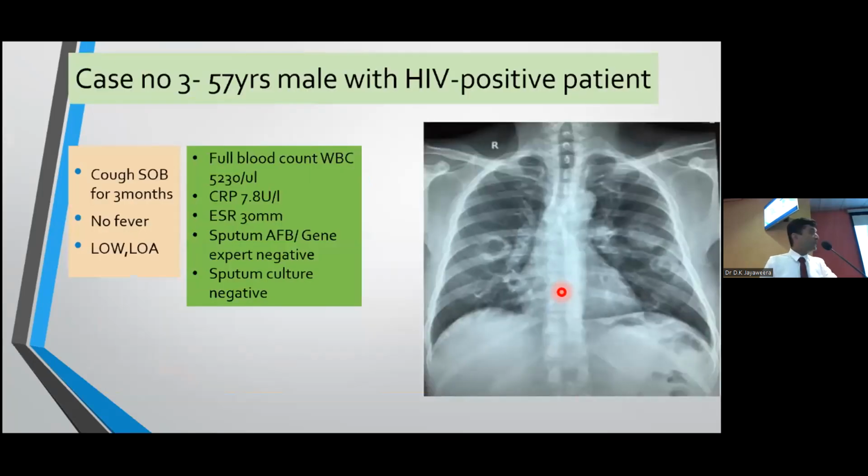Yeah, so this is another case. He's a 57-year-old male who presented with a cough and SOB for three months' duration. He didn't complain of any fever, but he had loss of weight and loss of appetite. And we did, so this is the chest X-ray. The chest X-ray shows bilateral thick-walled cavitated lesions in both lungs. So we did a full blood count. It shows WBC was normal, CRP normal, ESR was 30, and all the TB investigations came negative.